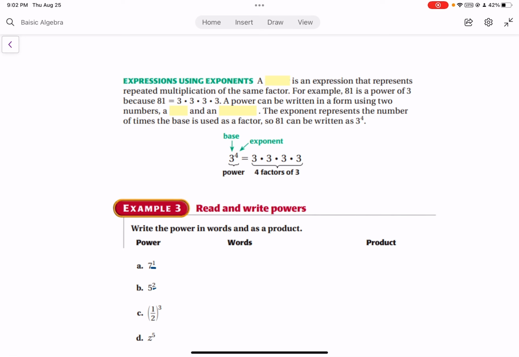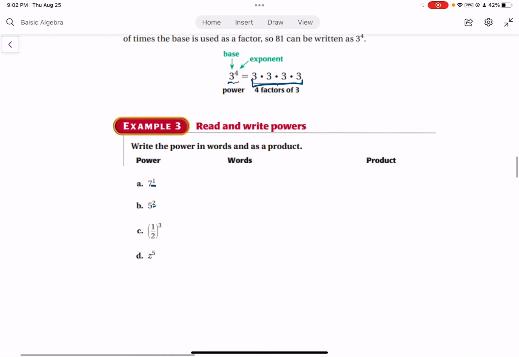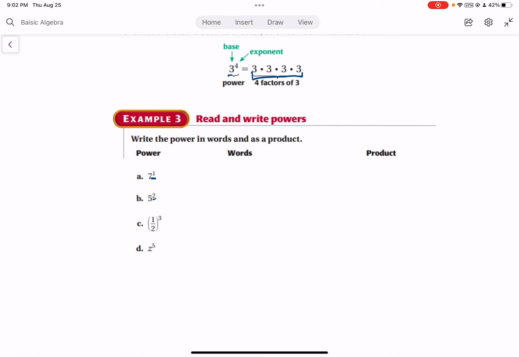Okay. So we talk about expressions using exponents, okay? We have a base and we have the exponent. Well, the exponent means how many times we're going to multiply a number by itself. So in this case, we see we have a 4 as the exponent. Well, that means we have 3, 4 times on the right. So we're going to look at how to write this in words and as a product.